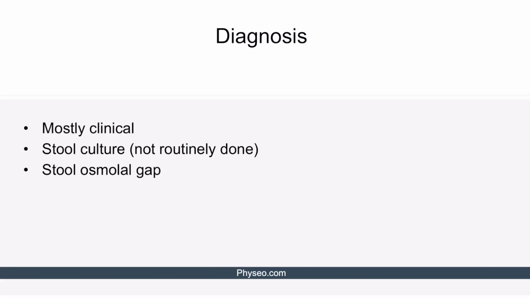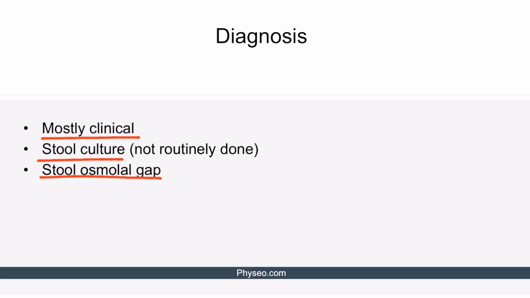Diagnosis of cholera is mostly clinical. If we want to isolate the organism for definitive diagnosis, you can perform a stool culture. However, that's not routinely done. Calculating a stool osmolar gap is particularly helpful to distinguish between osmotic and secretory types of diarrhea. Often something you do when you're dealing with a non-bloody diarrhea, you want to know the cause, or how to categorize it even, so that osmolar gap can help you.